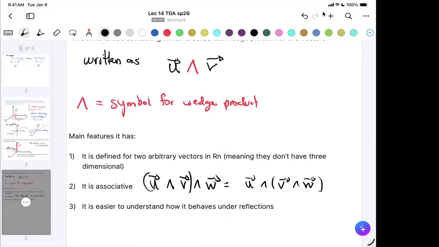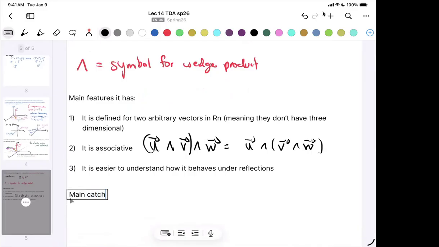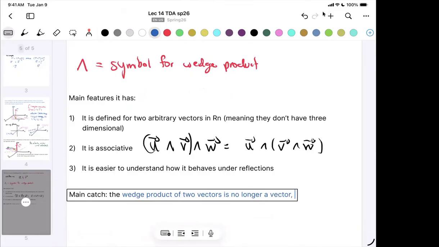Of course, as I was saying, there is a catch to all this, and it's kind of like snake oil, right? You're promising too many good things. So the only catch is that this is no longer a vector. The wedge product is not going to produce a vector. When you take the dot product of two vectors, you get a scalar. When you take the cross product of two vectors, you get a vector. Now, when you take the wedge product of two vectors, you don't get a vector. You get something that's called a bivector. I'll draw the picture of what it is, and then next time I'll tell you more about it. But that's the main catch: the wedge product of two vectors is no longer a vector, rather it is a bivector.